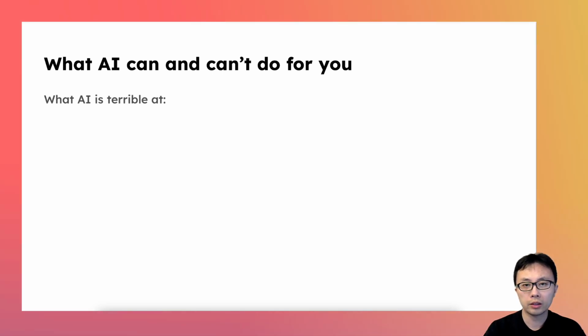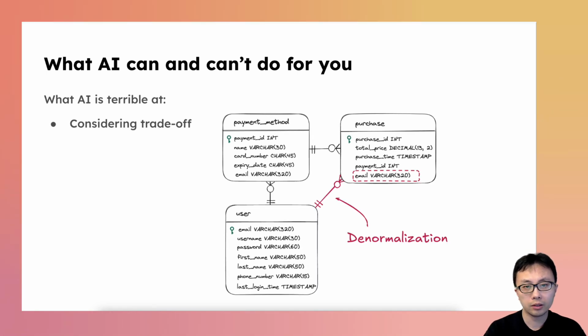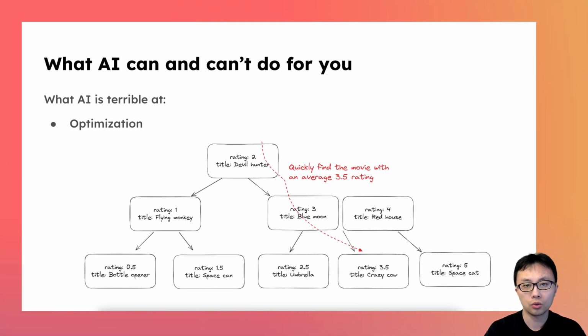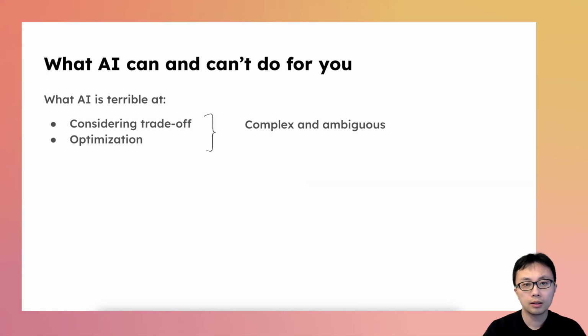Finally, what's AI terrible at? Trade-offs and deep design decisions. Things like denormalization, redesigning for performance, or choosing the right indexes. These tasks require context, judgment, and experience. That kind of insight can't easily be put into words and fed into a model.